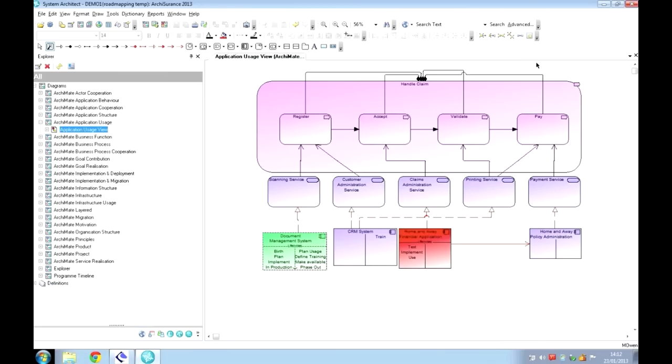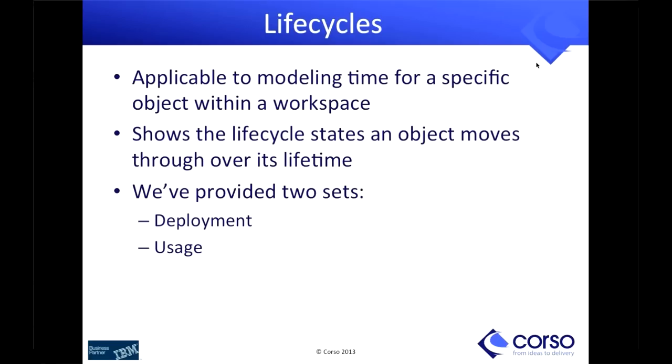So that's just a little bit about Method Wizard, what Method Wizard does, and it understands the whole of the model. So now we're on the application usage view, what we're going to do is talk about life cycles. So life cycles are really important. Okay, so life cycles help us to look at the object, or any object, in our architecture over time. So we can model life cycles within a workspace. They show the life cycle of an object as it moves through its lifetime.